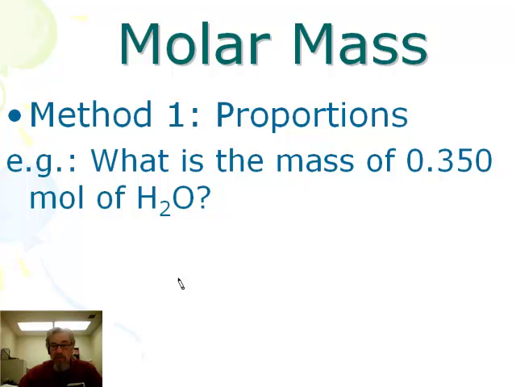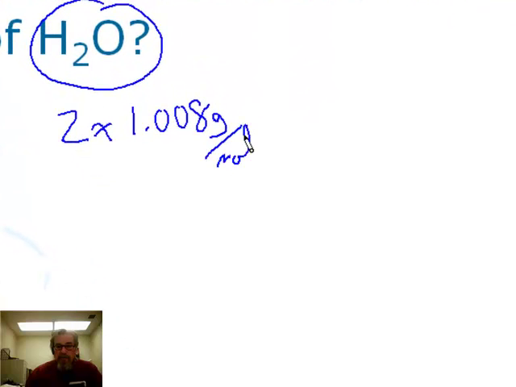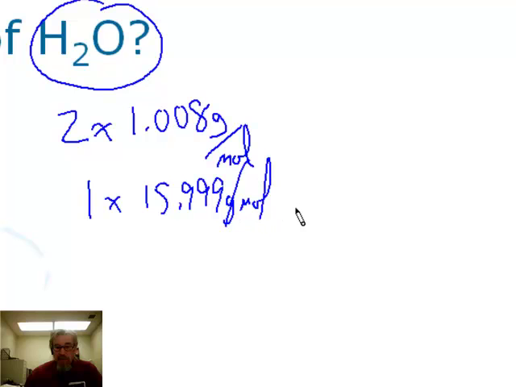Let's say we had this problem. What is the mass of 0.350 moles of water? Well, I could set up a proportion like this. First of all, I find the molar mass of water by taking 2 times the molar mass of hydrogen, which is 1.008 grams per mole. We looked up that atomic weight earlier. And 1 times 15.999 grams per mole for oxygen. We looked that up earlier too.